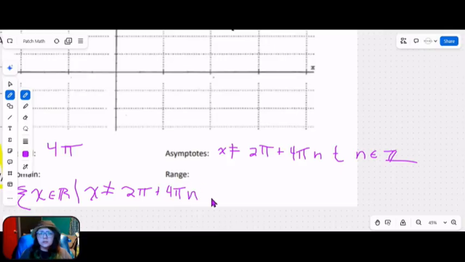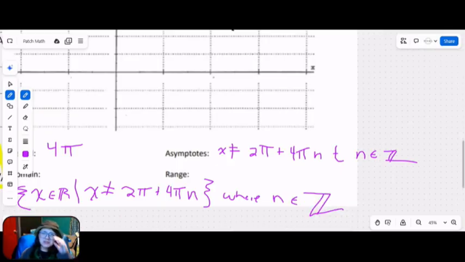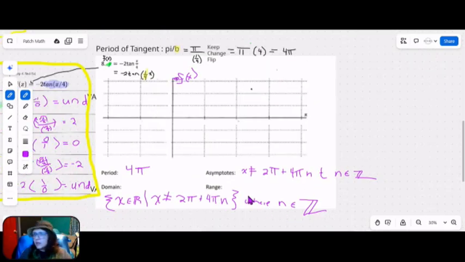where n is in the integers, because it has to be a whole number n value, but not a decimal or fraction. It can be positive. It can be negative. Now, here's what's cool. When we are looking at the range of our trig function for tangent, it doesn't change.